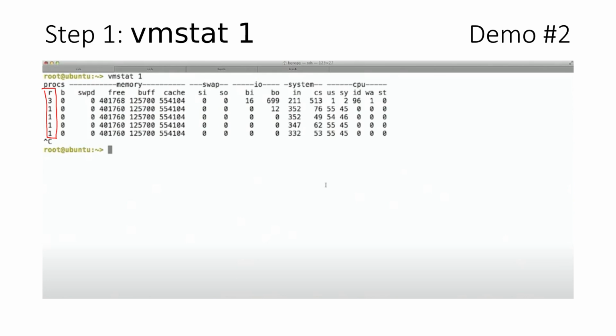No processes are having to wait for an open CPU. Memory seems fine as well. There is plenty of free, buffer, and cache to go around. Also, both of the swap columns are zero as they should be.